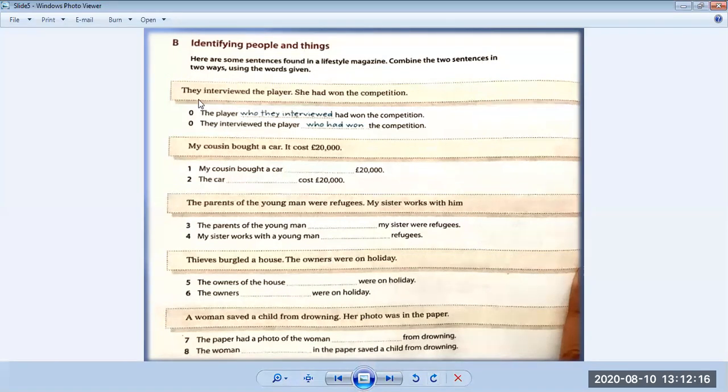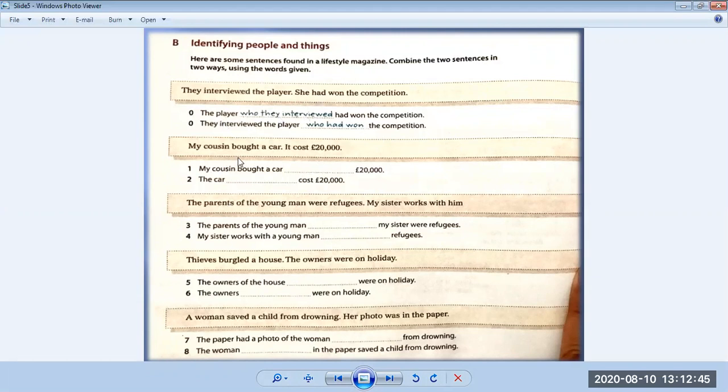For example, they interviewed the player. She had won the competition. So: the player who they interviewed had won the competition. They interviewed the player who had won the competition. So here, the player who they interviewed, but here, the player who won the competition. So you're going to define the sentence in two different ways.